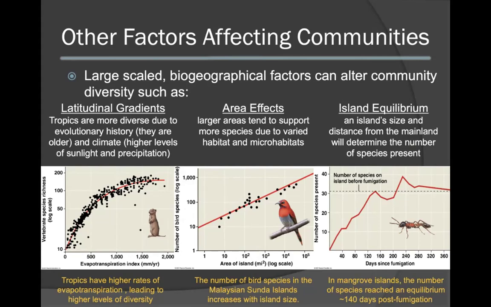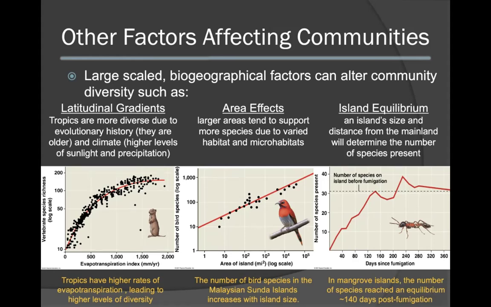Area effects occur because larger areas tend to support more species. This leads to more habitats and microhabitats that are present in larger areas of land. This can be demonstrated by examining the number of bird species on the Sunda Islands. In general, the number of bird species that are supported increases with island size.